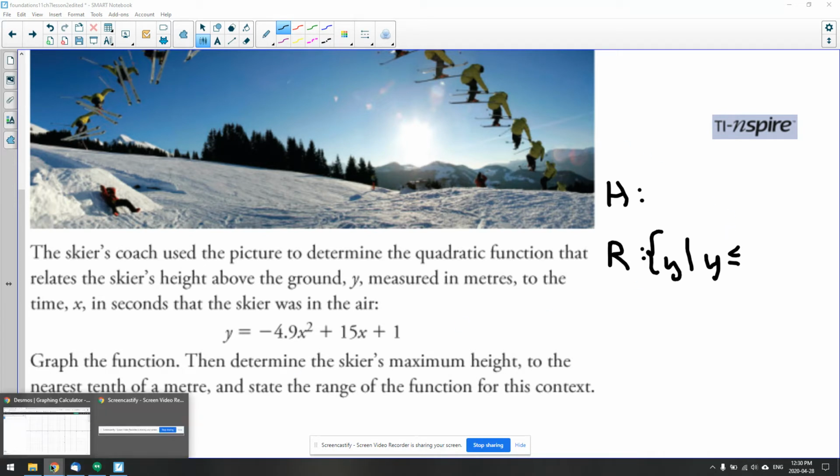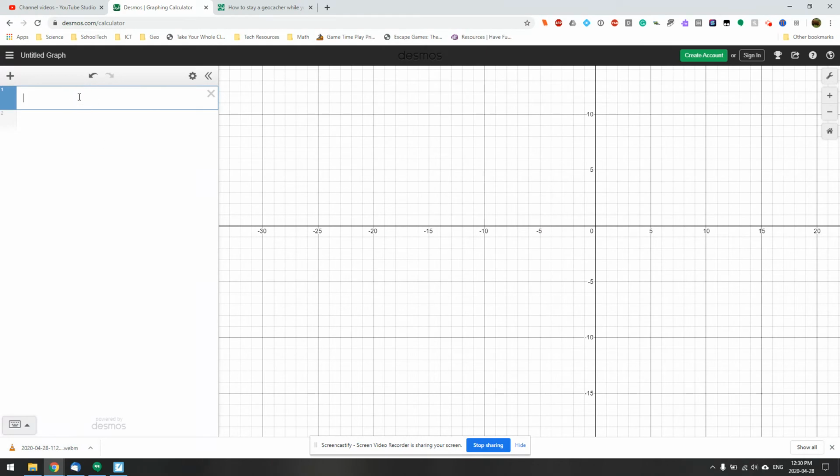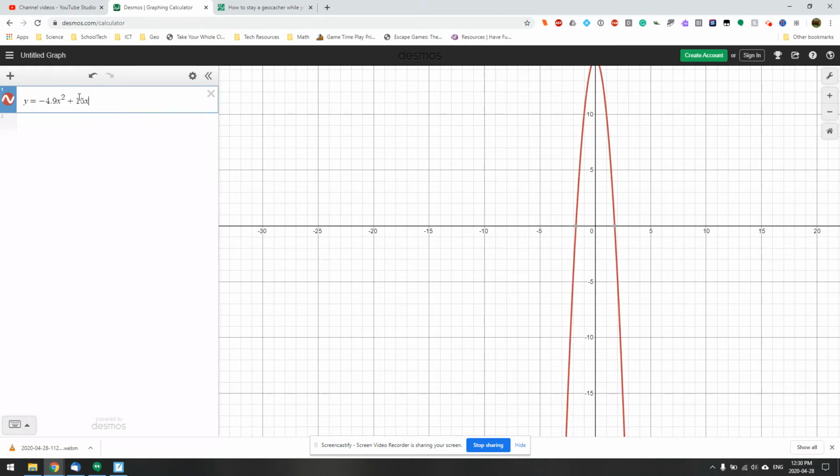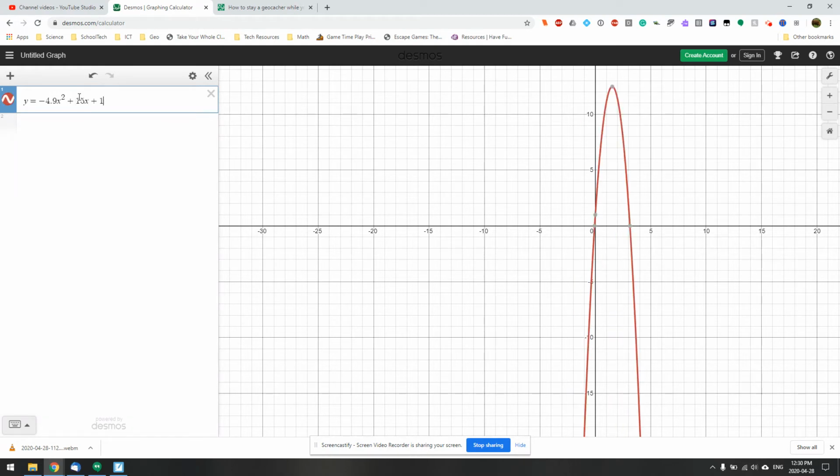So let's switch over here to Desmos. So let's graph that quadratic function, y equals negative 4.9x squared plus 15x plus 1. So there is our graph. You'll see these gray dots. They tell us everything. Here's our vertex. Here's our y-intercept. Here are our two x-intercepts. Right, so with those we can figure out pretty much everything.